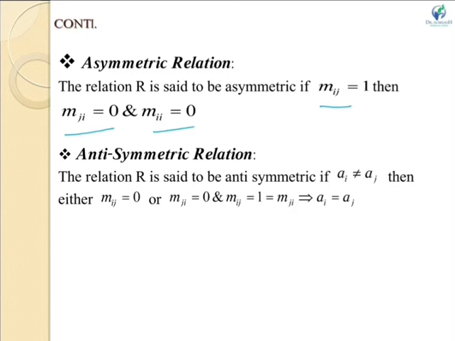Now next is antisymmetric relation. The relation R is said to be antisymmetric if Ai not equal to Aj, that means Ai must not be equal to Aj, then either Mij equal to 0 or Mji equal to 0. Both must not be equal to 1. Either of them must be equal to 0. And if Mij equal to 1 and Mji equal to 1, this implies Ai equal to Aj.